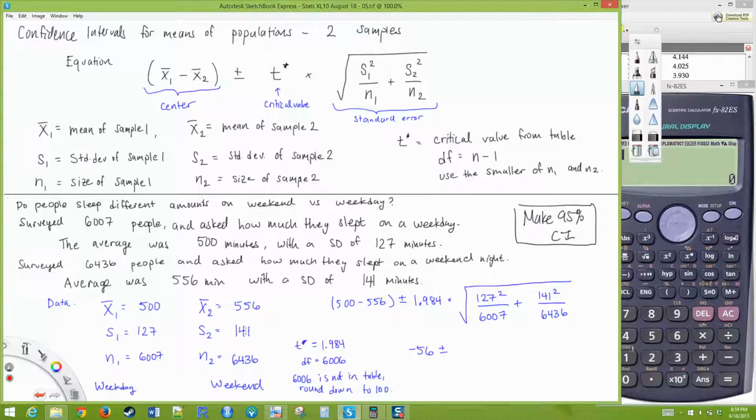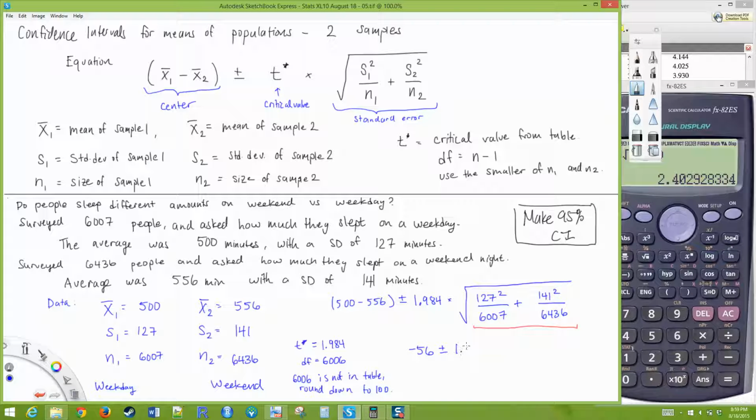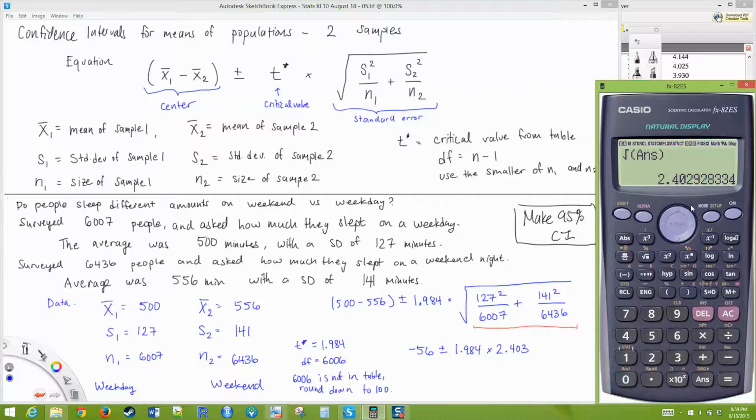What I do is I figure out the inside part first. So I'm going to do 127 squared divided by 6007 plus 141 squared divided by 6436. I calculate that, and then I take the square root of that number, so I get everything that's inside the square root here. And I get 2.40. So that's the entire square root part. Right now I have negative 56 plus or minus 1.984 times 2.403, rounding off.